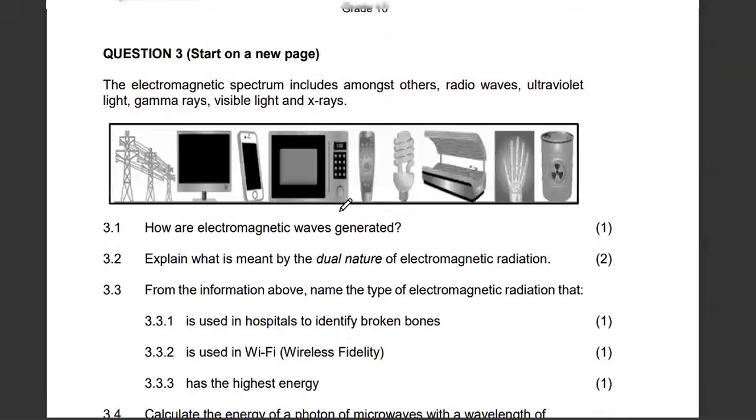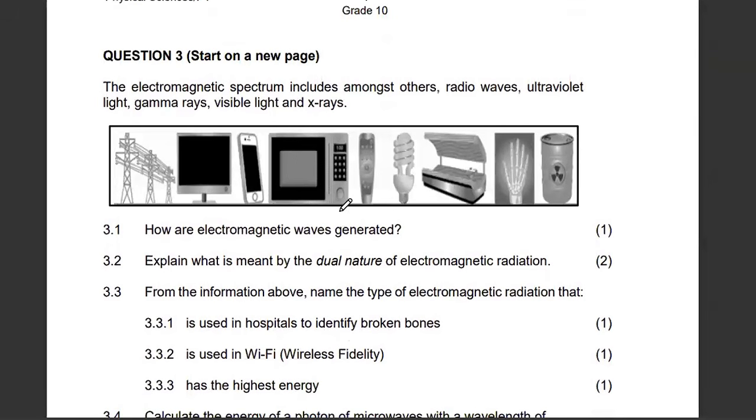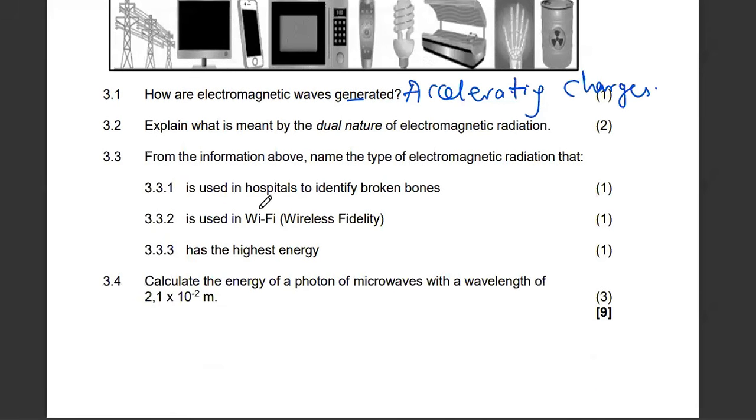Question number 3. The electromagnetic spectrum includes, amongst others, the radio waves, the ultraviolet, gamma rays, visible light, X-rays. How are electromagnetic waves generated? So if we have what we call accelerating charges, when charges are moving at very high speeds, then we create what we call electromagnetic waves.